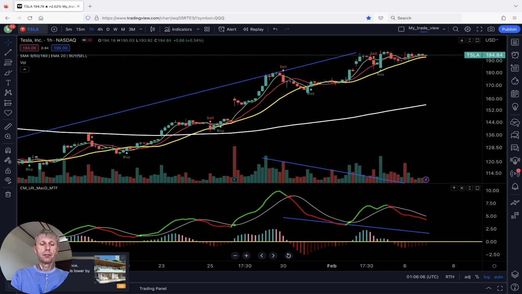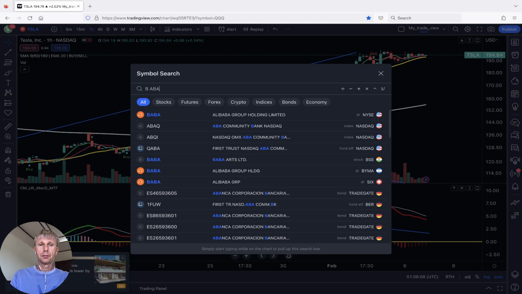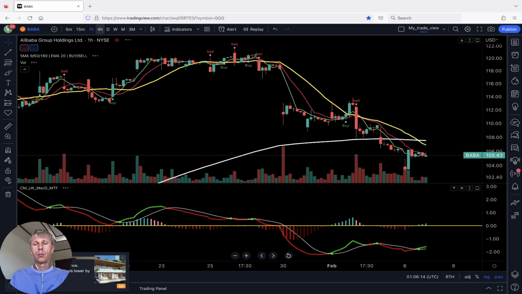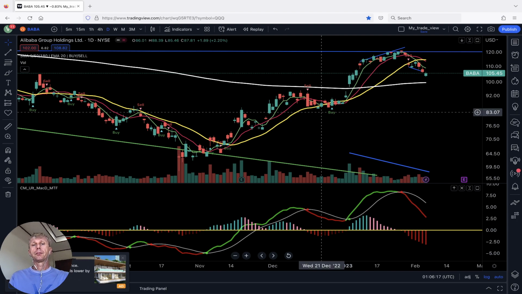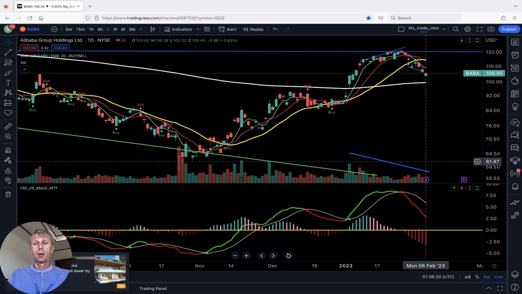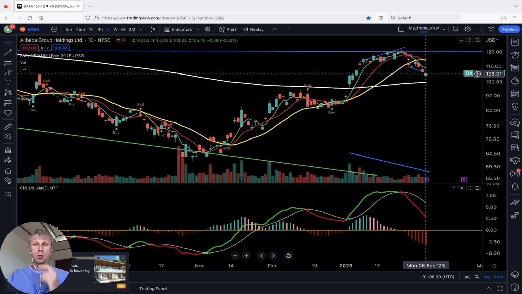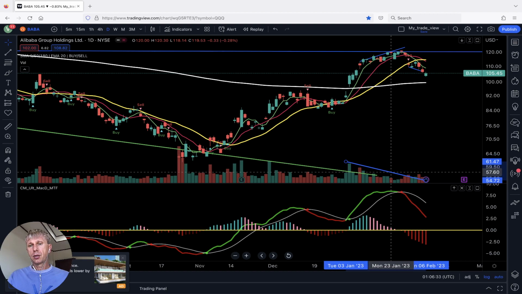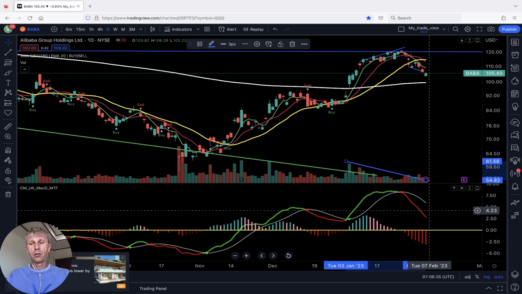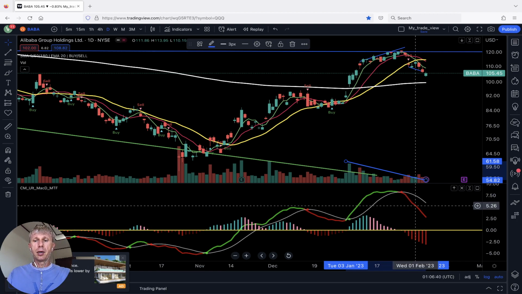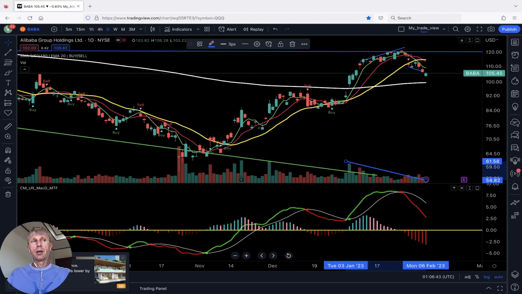Let's move to Baba. Baba daily time frame. Baba bearish on daily time frame. Last bar close below MA5, 10 and 20. It's kind of far from MA20. We'll see if it gets any correction. Bearish divergences on the volume. Bearish trend on MACD. The MACD line is red on daily time frame.